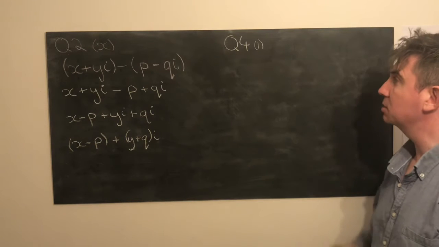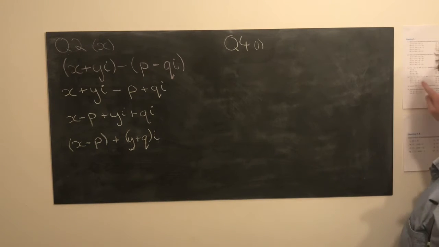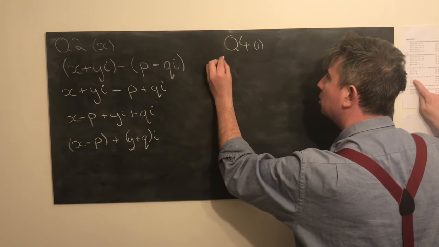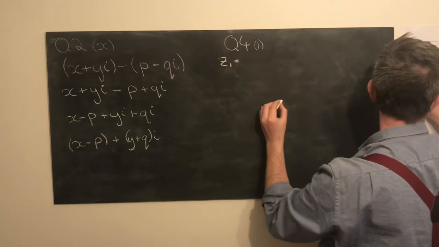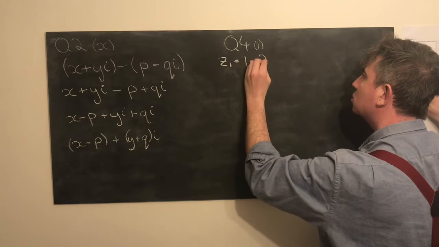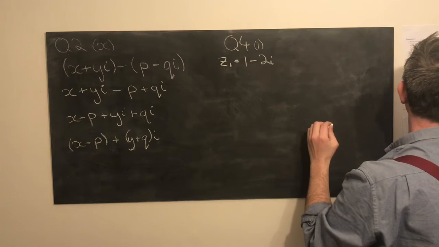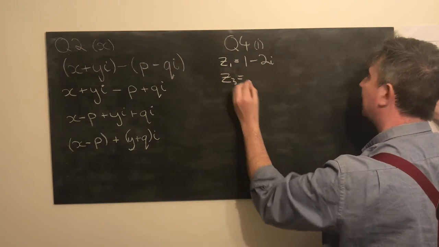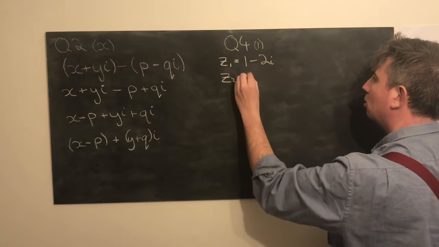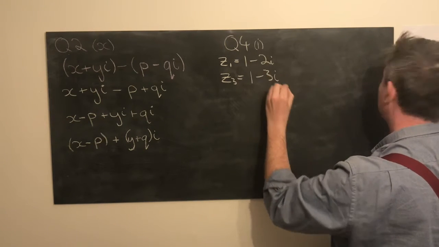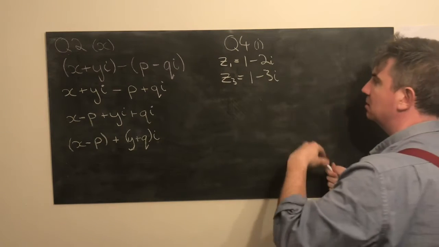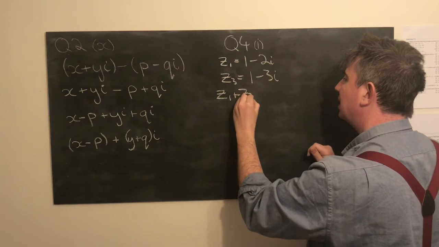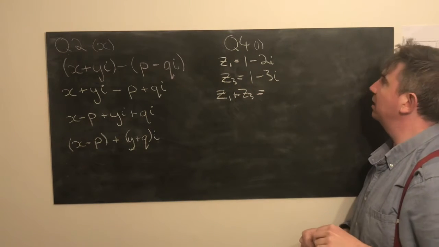The next question I'm going to look at is question 4, part 1, and that's going to be an addition. So we're going to add Z1 onto Z3. So we're told that Z1 is equal to 1 minus 2i, and we're told that Z3 is equal to 1 minus 3i. And I want to now add Z1 plus Z3 together. So let's take a look at that now.